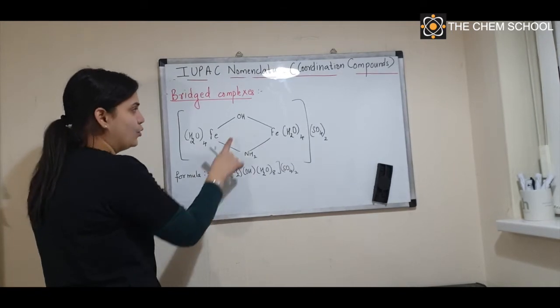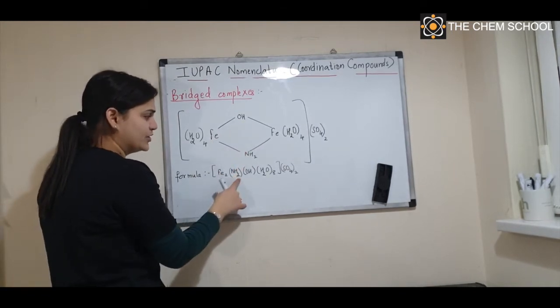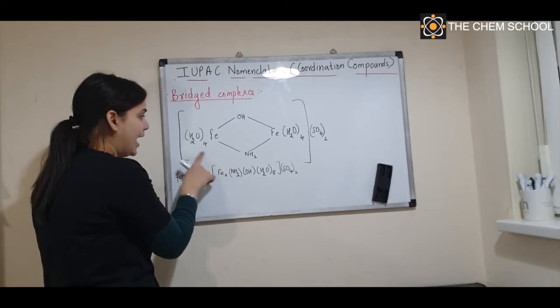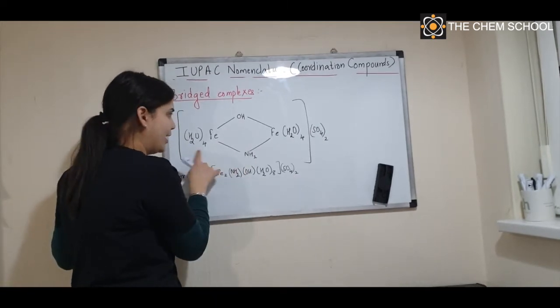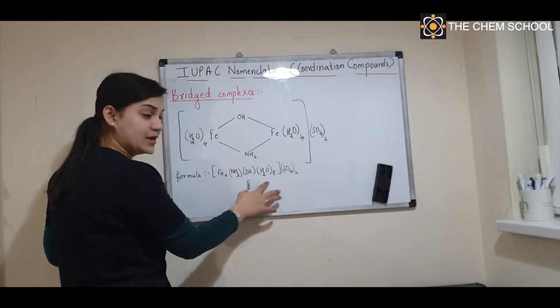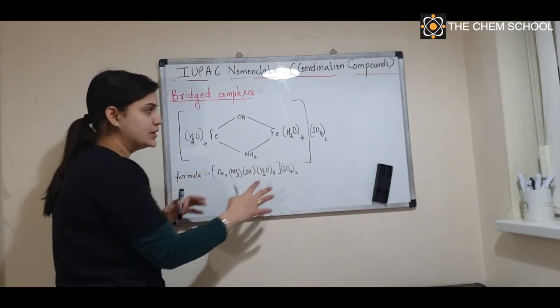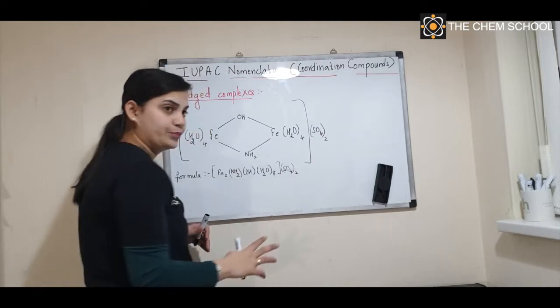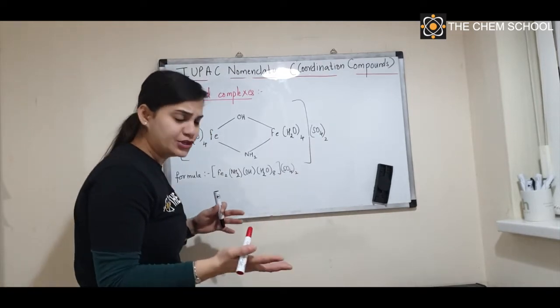Okay, then you have OH minus and NH2, so NH2 and OH. Okay, and then you have water. How many water you have? 4 and 4, that is 8. Okay, the square bracket is closed now, and you have sulfate, which is 2. Okay, now calculate the oxidation state of the metal.